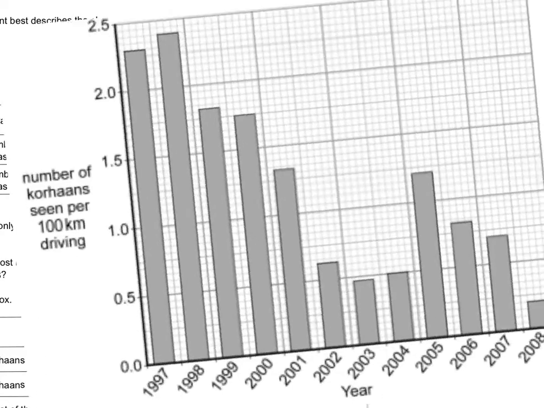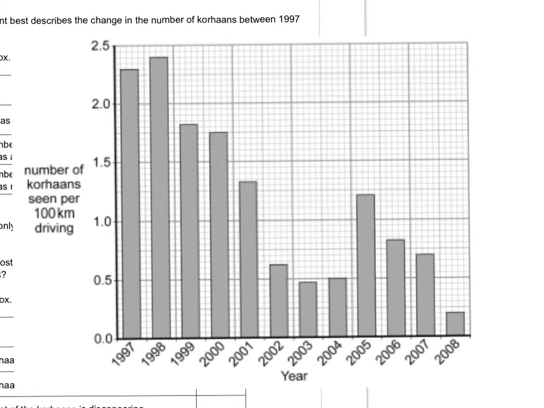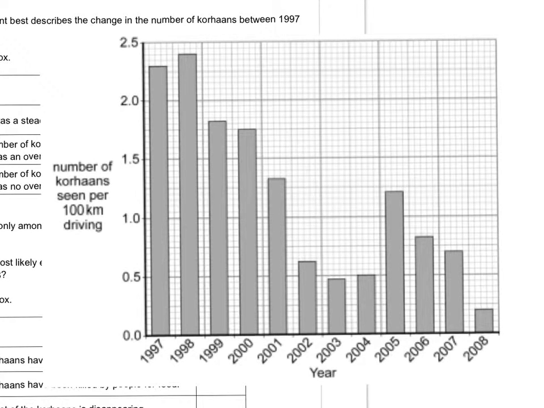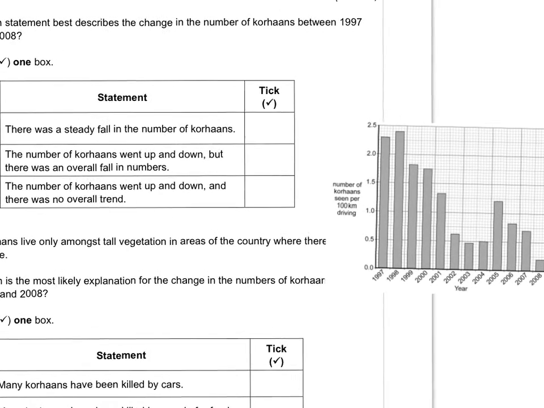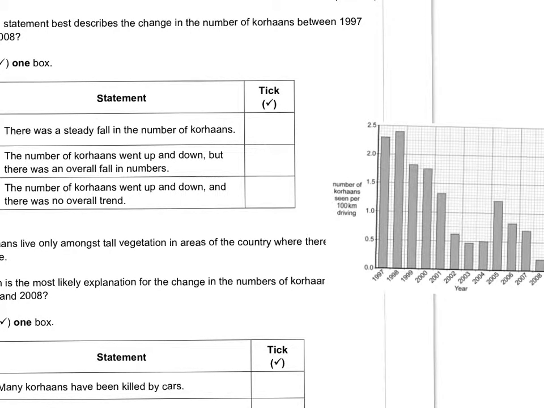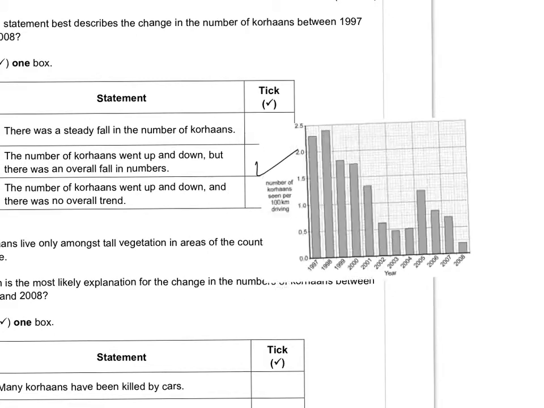So if we look at the graph, we can see that we start off with our data in 1997. We see roughly just over 2 korhans per 100 kilometres of driving, and then over the years the numbers go down, but then they start to come back up and then go down again. Therefore, the one that most fits is that the number of korhans went up and down, which it does, but there was an overall fall in numbers. The overall fall is because it's ended up finishing a lot lower than what it started as.